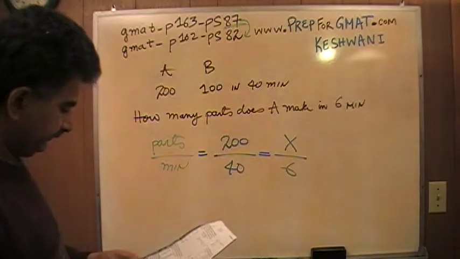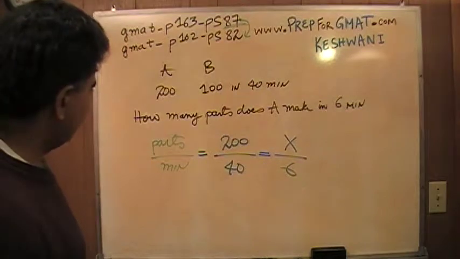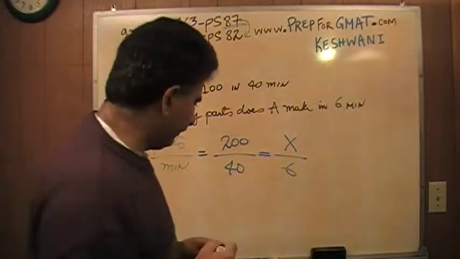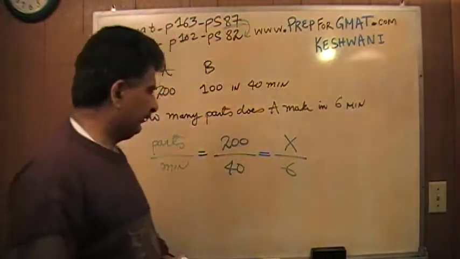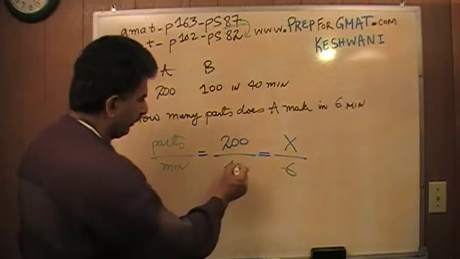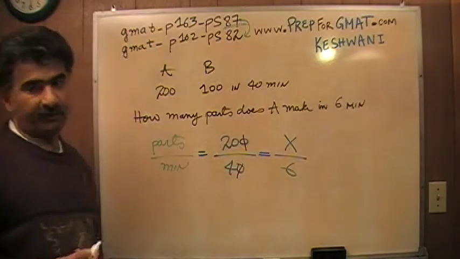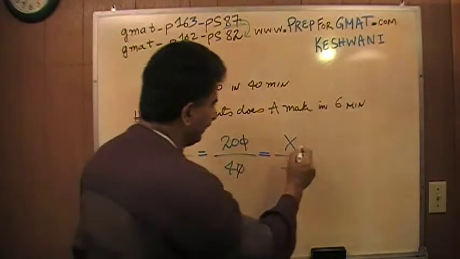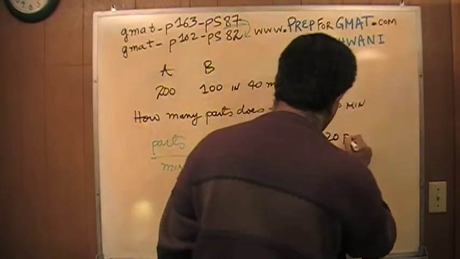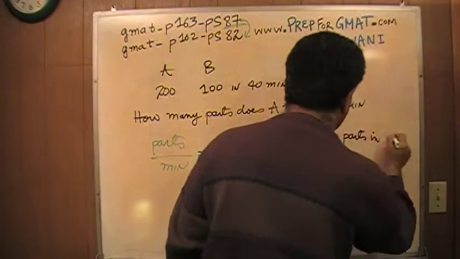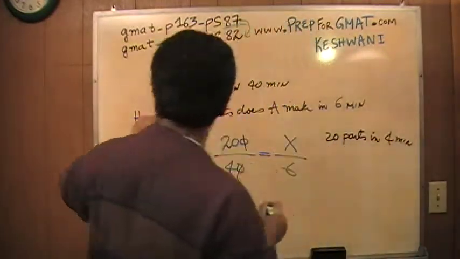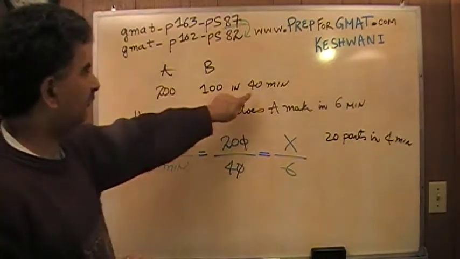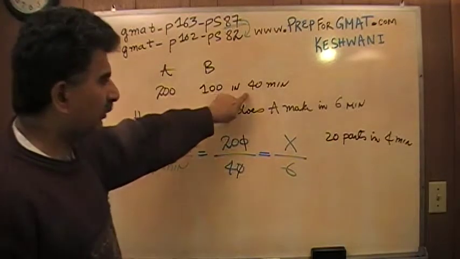Actually, I don't have to solve anything. If you think logically, just listen to me. I'm going to solve it afterwards. Can I cross out this 0 with that 0? The answer, of course, is yes. So now I know that it makes 20 parts in 4 minutes. It makes sense because we already know that it makes 200 parts in 40 minutes. If it makes 200 parts in 40 minutes, it must make 20 parts in 4 minutes.